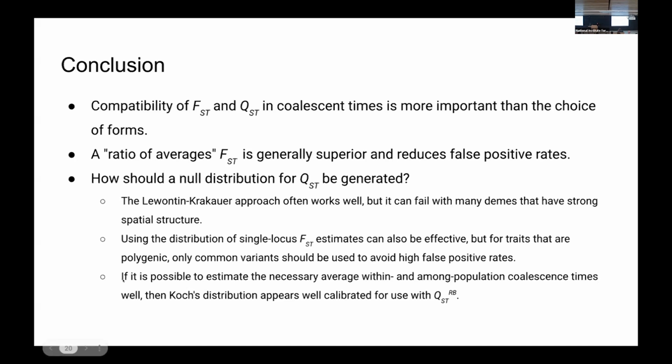And the third one is that if it is possible to estimate the necessary average within- and among-population coalescent times well, then the Koch distribution appears well calibrated for use with QST-RB. Which means that Koch's approximation of FST's null distribution is kind of like the FST developed by Nei. So we should use his distribution with the QST-RB.